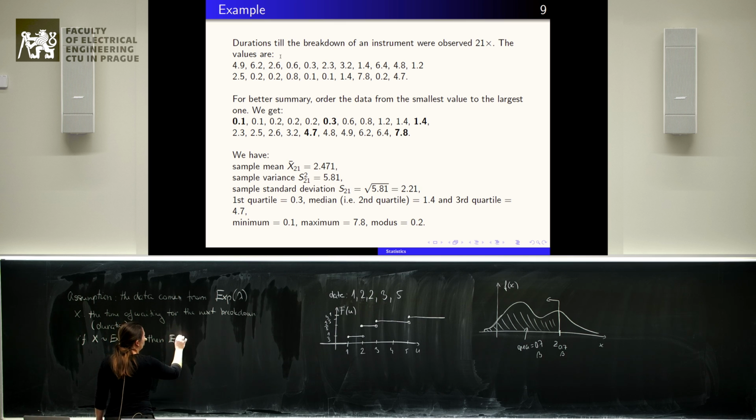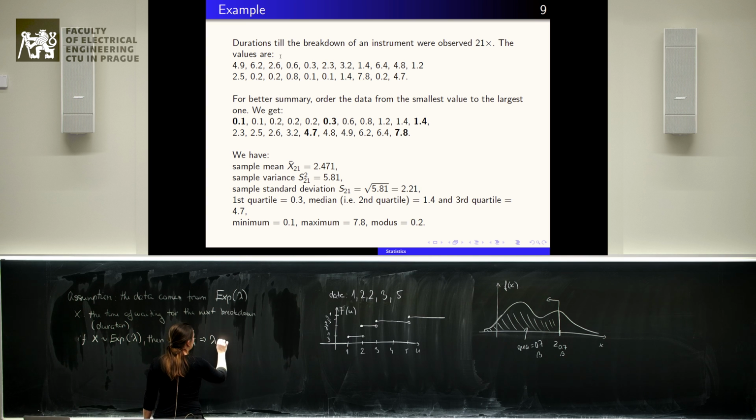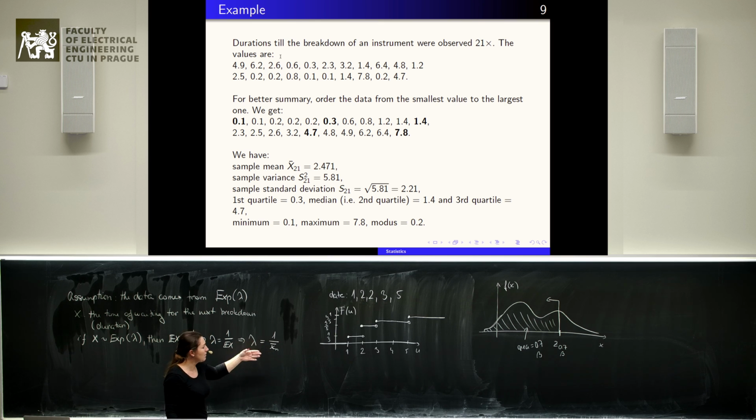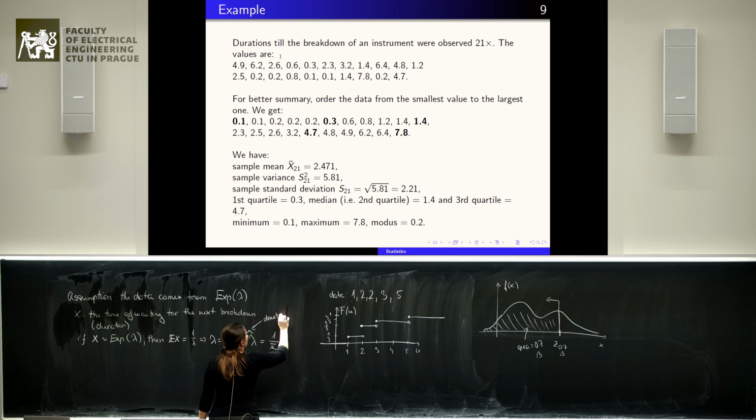Then we know that the expected value is equal to 1 over lambda, which means that lambda is 1 over the expected value. So when we want to estimate lambda, we can estimate it as 1 over the average of the observed variables. It is not the sample mean, because now I consider the concrete values, therefore I write the small x, but in fact it is the realization of the sample mean I was talking about. And this is only the estimate of lambda, so I will write this hat, which denotes the estimate.